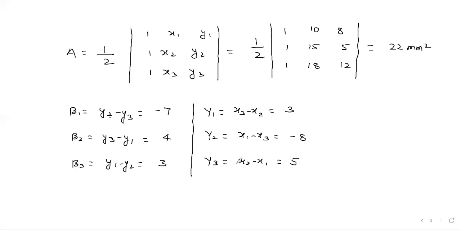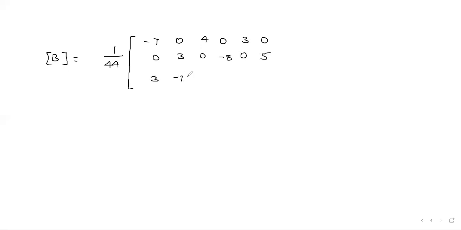So we have found all the elements of the B matrix, so we can write it now. The B matrix is 1 by 2A, which is 1 by 2 into 22, so directly 1 by 44, into [minus 7, 0, 4, 0, 3, 0; 0, 3, 0, minus 8, 0, 5; 3, minus 7, minus 8, 4, 5, 3]. So we got this B matrix also.